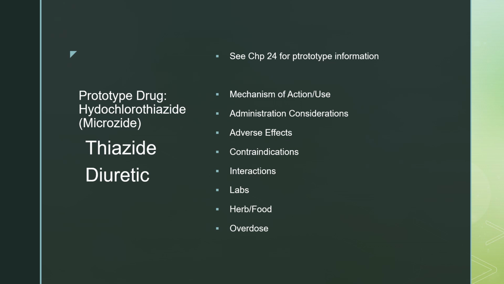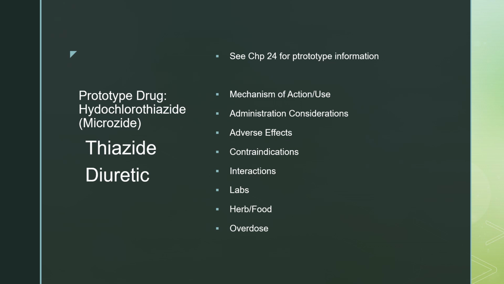This medication is going to act in the kidney tubule to decrease reabsorption of sodium. It's going to block some reabsorption, help with urine output. And the volume of urine produced is directly proportional to the amount of sodium reabsorption that's blocked by this diuretic.